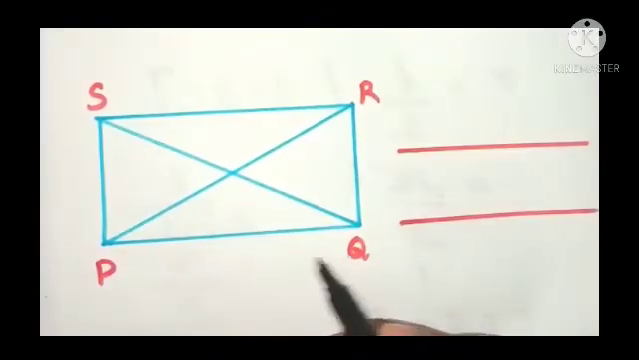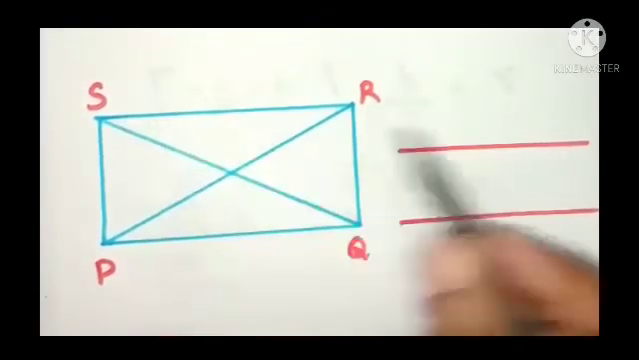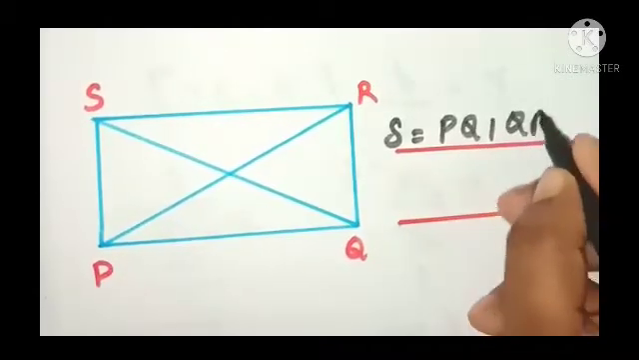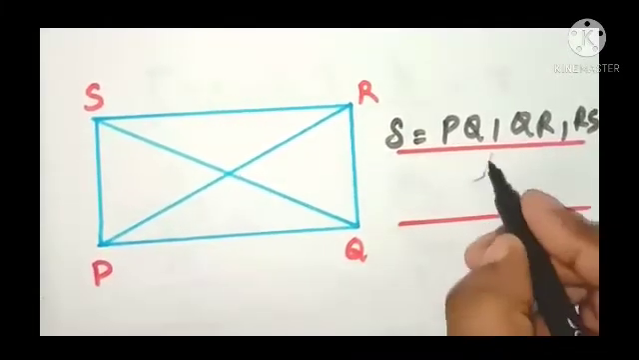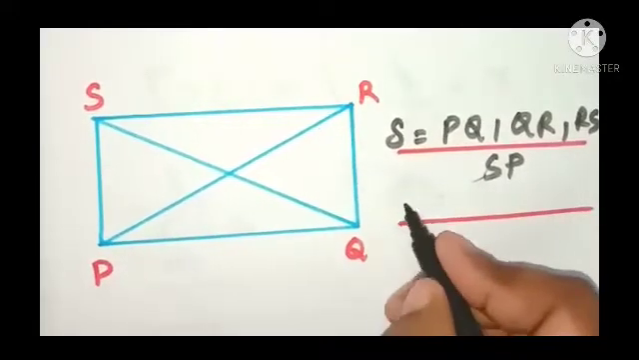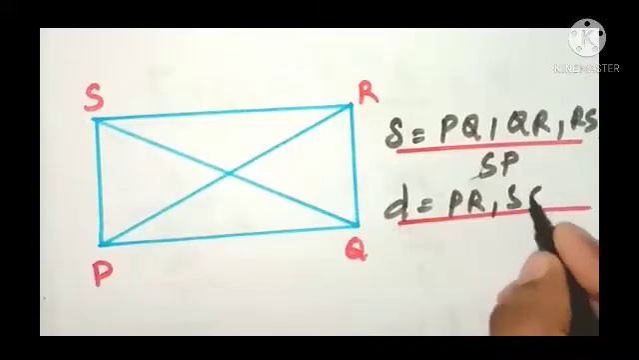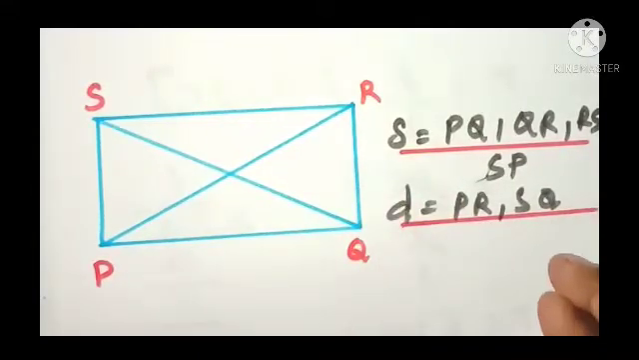And here in this rectangle PQRS, sides are PQ, QR, RS and SP. And diagonals PR and SQ or QS are the 2 equal diagonals.